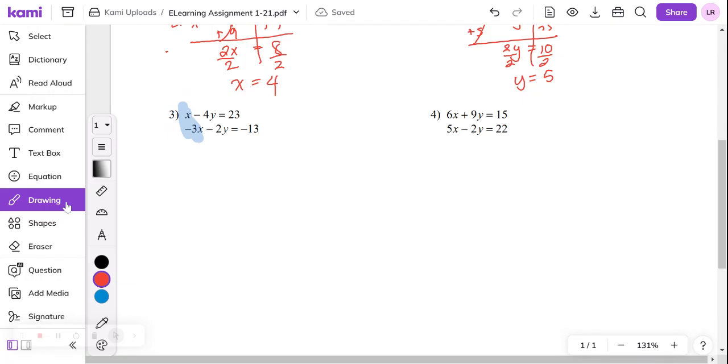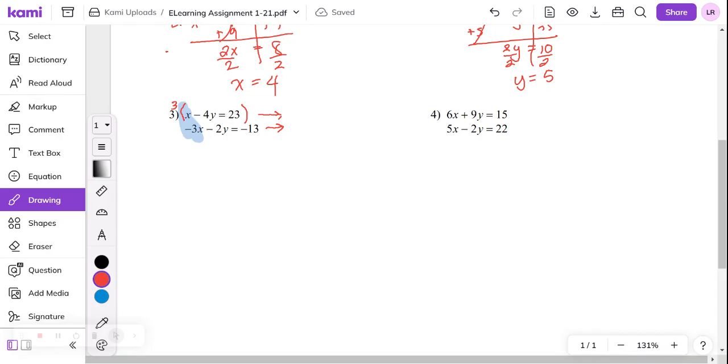And what I notice is that if I multiply the top equation by 3, that's going to give me a 3x. The bottom one already has a negative 3x, so those would be opposites. And if I have opposites, I can add my equations together and eliminate. So I'm going to multiply all 3 of those by 3.